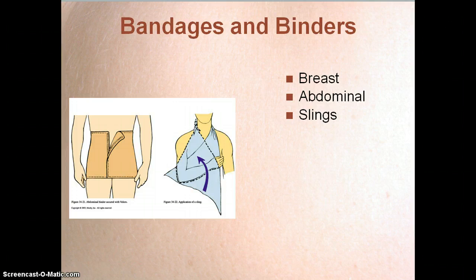You need to write on your note cards as you study: what do I as a nurse do before I apply a bandage or binder? What do I need to assess when they have one on? And then what do I need to assess to say this needs to be removed? I need to call the doctor. Before applying them, always look at the skin. Would you want to put a binder or a bandage over a wound or an open area?